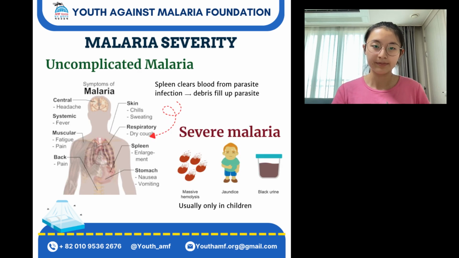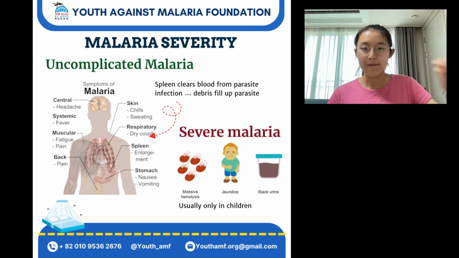Right, in terms of classifying malaria severity, we can classify the disease into two types of severity. First is uncomplicated malaria, where we do have symptoms like sweating, chills, dry cough, or even enlargement of the spleen, but these are less intense than in severe malaria, which involves jaundice, black urine, and massive hemolysis.